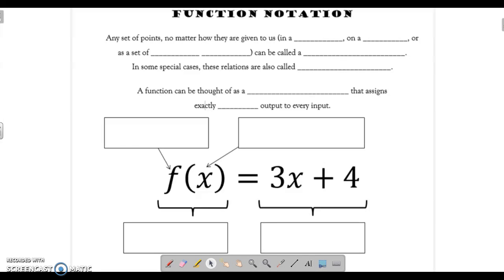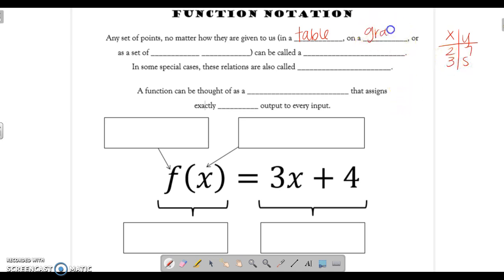In this tutorial, we're going to talk about functions and function notation. So any set of points, no matter how they're given to us, so sometimes we see them given to us in a table or in a graph or as a set of ordered pairs. So in a table, something like x, y, and then you have 2, 7, 3, 5, something like that.